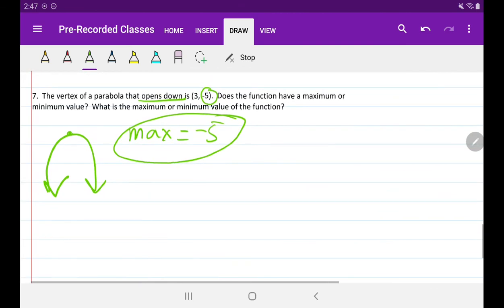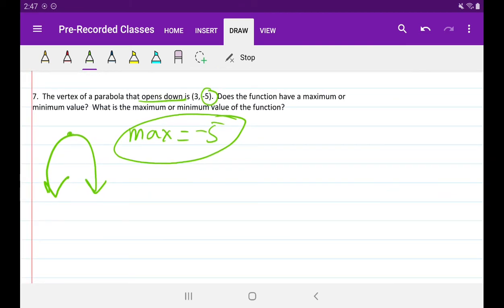So that's it for 871. So hopefully you know enough to go ahead and try the homework on your own.